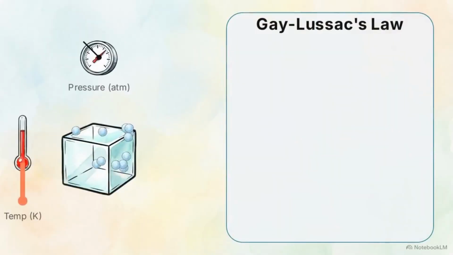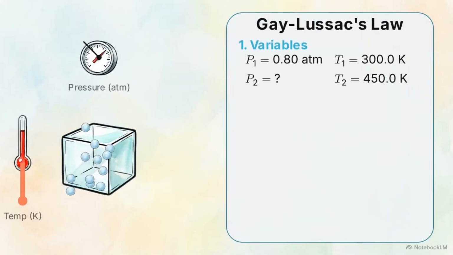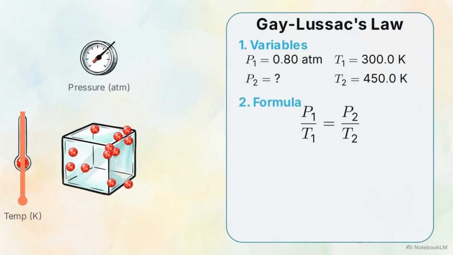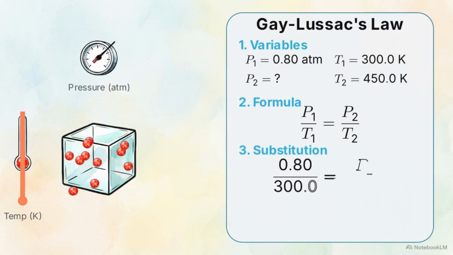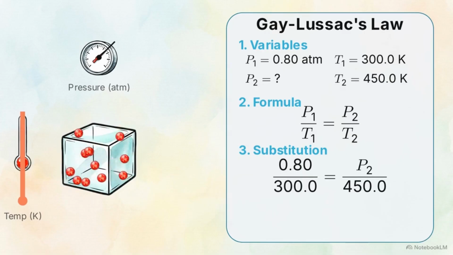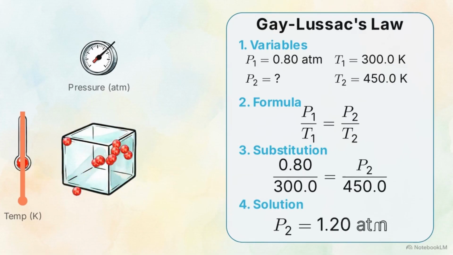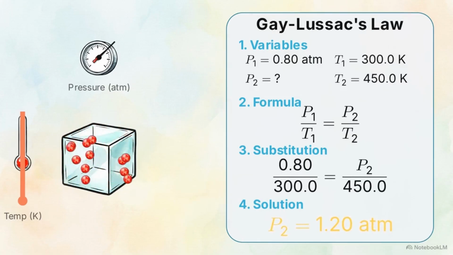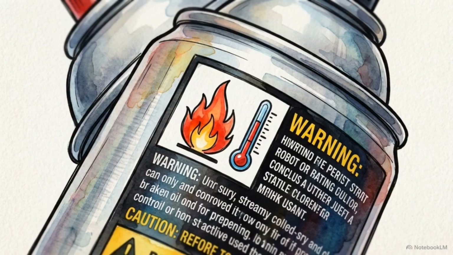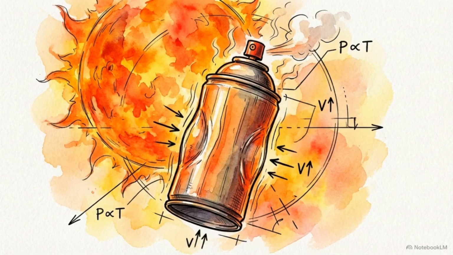With a sealed container at 0.80 atmospheres and 300.0 Kelvin, heating the system to 450.0 Kelvin increases pressure. Using P1 over T1 equals P2 over T2, plugging in 0.80 over 300.0 equals P2 over 450.0 reveals a final pressure of 1.20 atmospheres. This scaling effect is why sealed items, like aerosol cans, carry warnings about exposure to heat. The pressure inside will continue to rise as long as the temperature does.